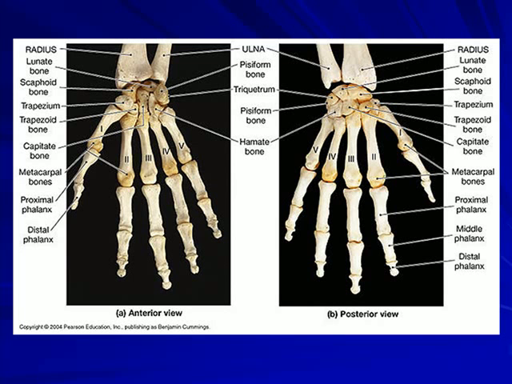You should also be able to recognize the phalanx. As you can see, the distal portion of the first metacarpal bone would include two phalanges, a proximal and a distal. All of the other digits have three phalanges, a proximal, middle, and a distal phalanx. So you should be able to recognize the difference in these.